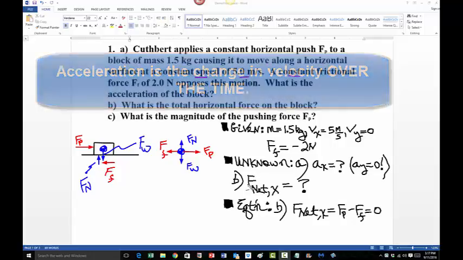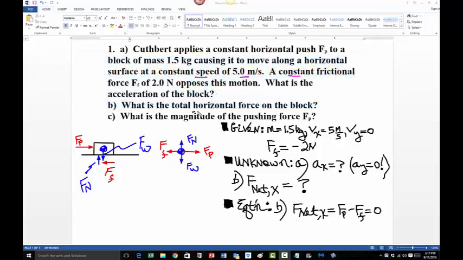The unknown for part B is: what's the total horizontal force on the block? Symbolically, this is F net of x. What is it? The equation. By the first law, if velocity is constant along the x-axis, which it is here, then the total force along the x-axis, or F net of x, is 0, as depicted here. But the total force along the x-axis is also the sum of the forces along the x-axis. We go to our free body diagram to get this. We have F sub P, which is in a positive x direction, so it is positive, plus a negative F sub F, the frictional force. It is in the negative x-axis direction.